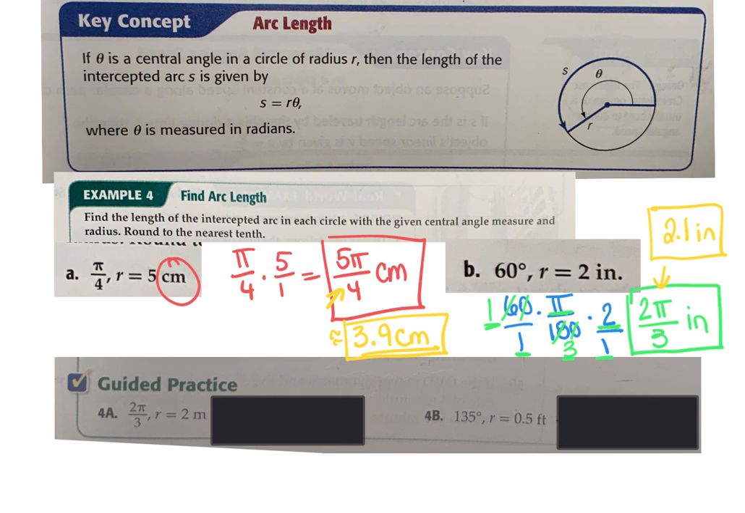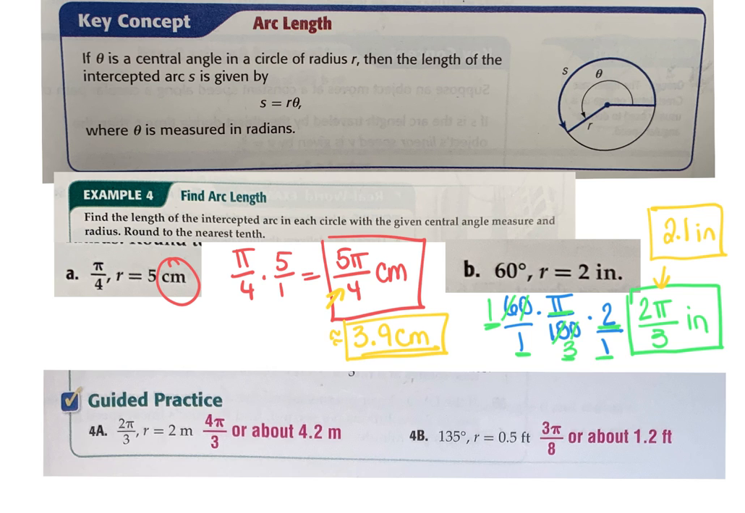And that is all I have to do for arc length. Radians times your radius. If it's degrees, convert: 60 pi over 180 times your radius. So go ahead and do guided practice number 4. Check your work when you get it done.